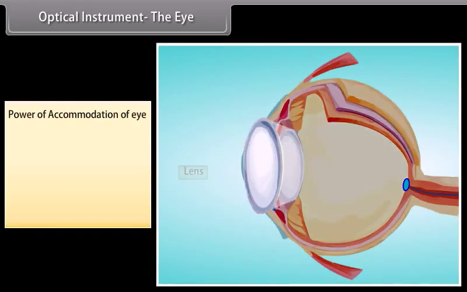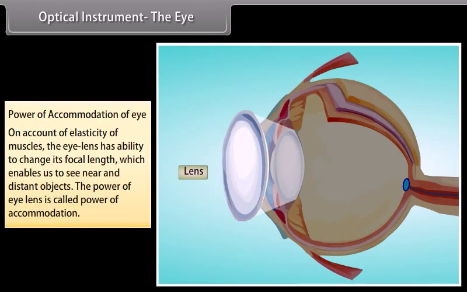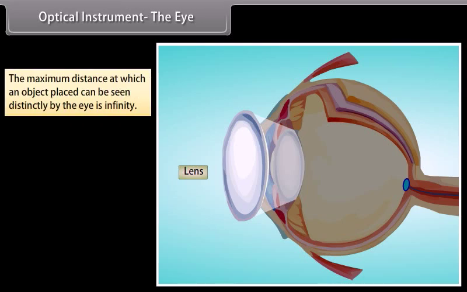Power of accommodation of eye. On account of the elasticity of muscles, the eye lens has the ability to change its focal length, which enables us to see near and distant objects. This ability of the eye lens is called the power of accommodation. The maximum distance at which an object can be seen distinctly by the eye is infinity.